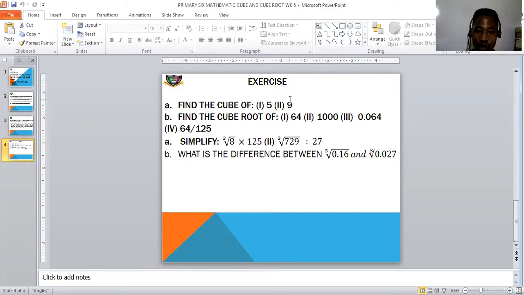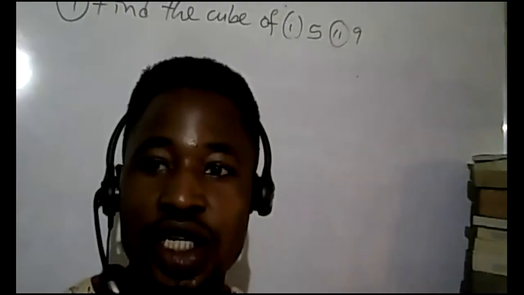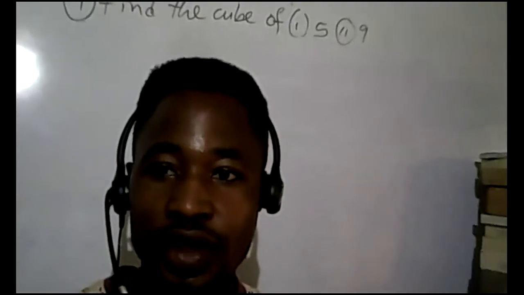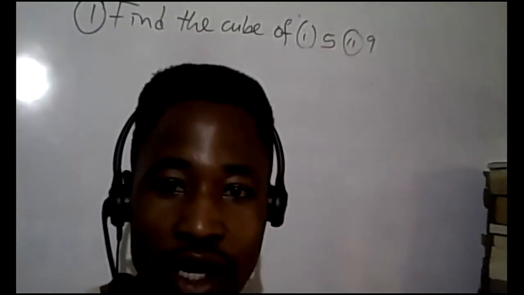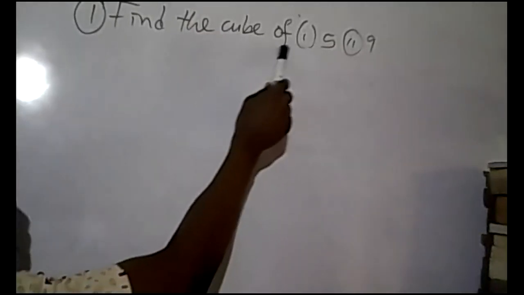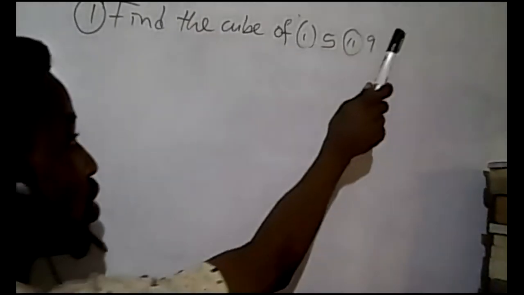So let's go to that one. Let me write it here. Number 1 question says find the cube of 5, and number 2, the cube of 9. So let's see how that is done. Before I continue solving, let me make my board bigger so you can see that. All right. Find the cube of 5 and the cube of 9.